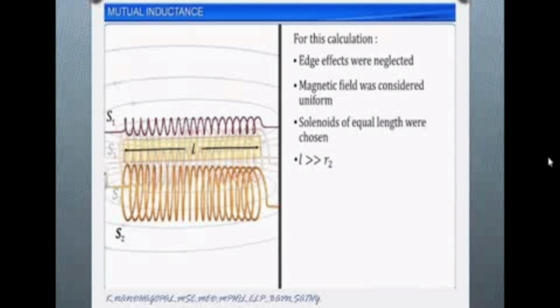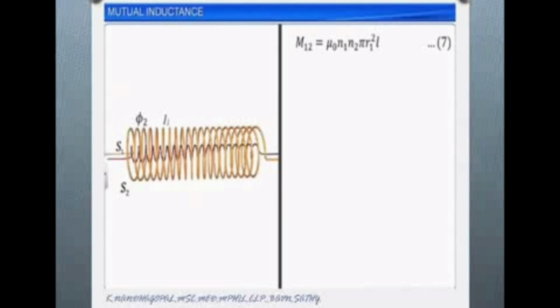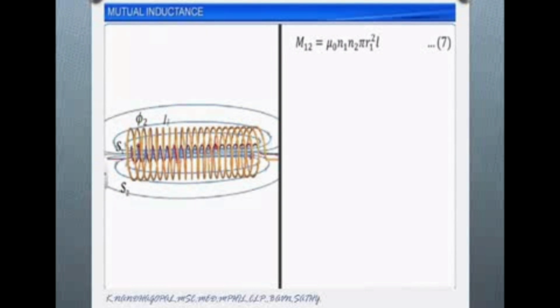Suppose L1 is very much greater than R2. R2 is very small. Now you can calculate the mutual inductance of the secondary coil. Suppose current flows in the secondary coil. What is the mutual inductance produced in the primary coil? Now you can see that current flows inside that conductor, so magnetic flux is again produced. That magnetic flux is cut by the primary coil, that is coil number 1, S1. So current flows in S2.